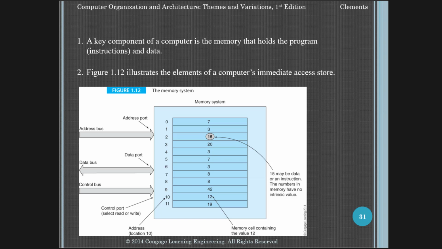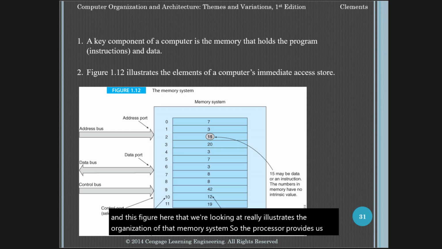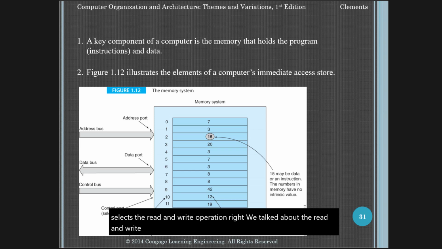And remember, we can think of that internal memory system like a list. And this figure here really illustrates the organization of that memory system. So the processor provides us with the memory address on the address bus, and a control signal selects the read and write operation. We talked about the read and write cycle. And we can see that visualized here, the address bus giving us that address port, the data port giving us the data bus, and moving that data in and out through the system.